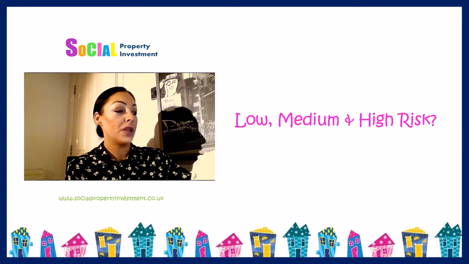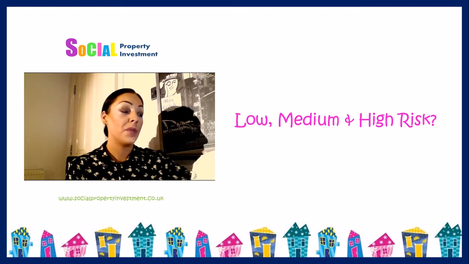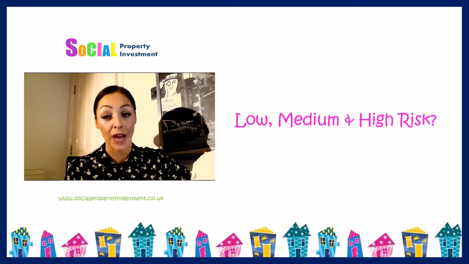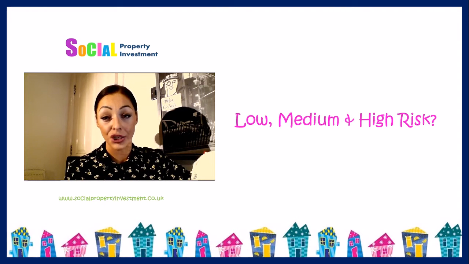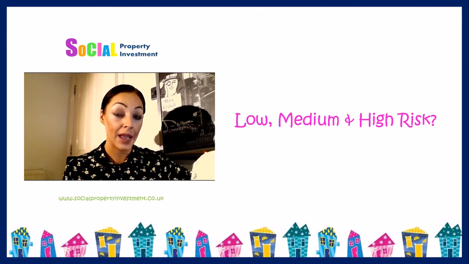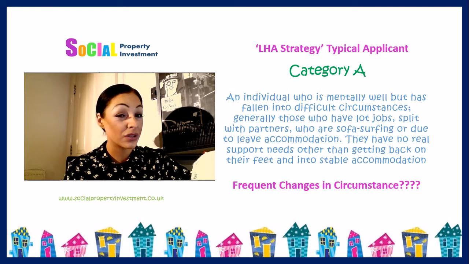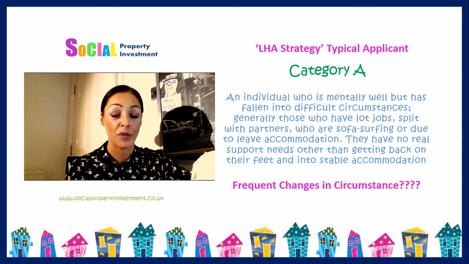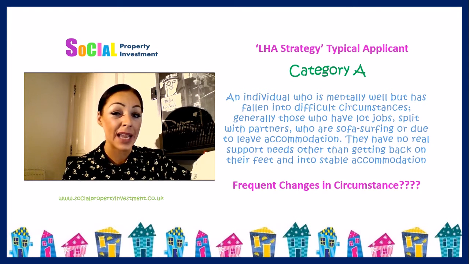So when we look at these categories A, B and C, category A is generally the type of tenant that a landlord who is letting to welfare claimants would probably let to. That's the person who is in pretty good nick. They've just had a bit of a rough few months maybe. They need to get back on their feet quite quickly, and they want to get into some property and probably get into some work soon.